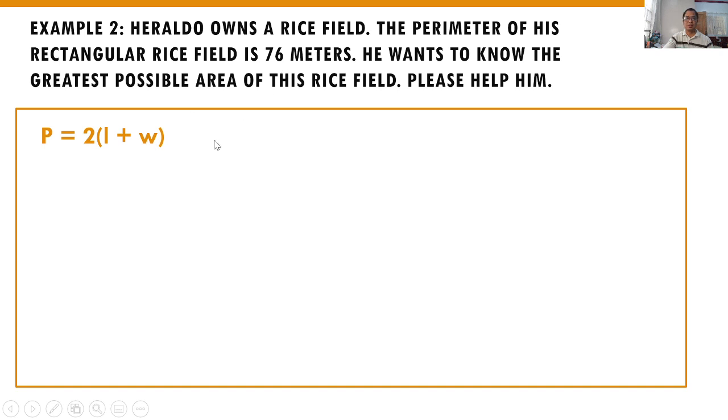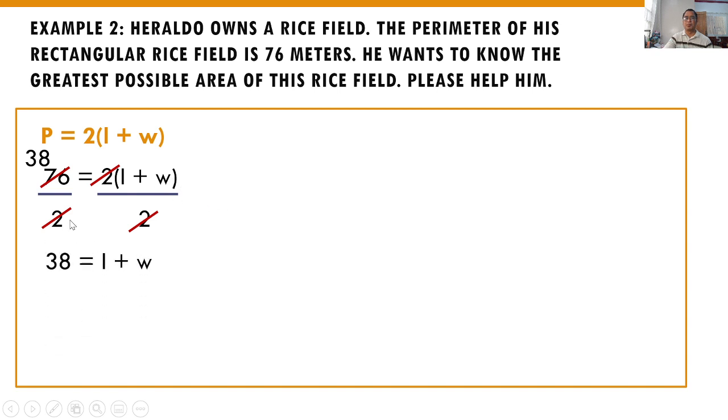Okay? Now, substituting the value, 76 yung perimeter, tapos 2 times L plus W. What we're going to do now is to solve for one of these two variables, either L o kaya po W. So, we will be doing that. Kailangan mawala itong 2. So, we divide both sides by 2. We will come up with 38. Sa kabila, matitira, L plus W. So, we will be left with 38 is equal to length plus width.